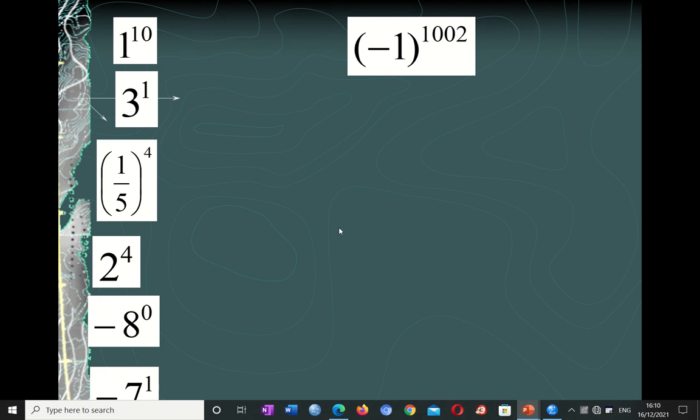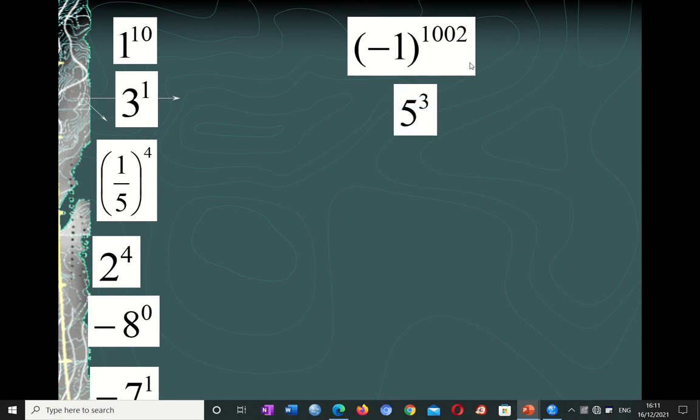Okay. So what is this value here? This is a really good question. Minus 1 to the power 1002. Positive or negative? Are you sure? Who is saying positive? Let me see your hands. Anyone who is saying negative? Okay, good. It's positive. Why? Because this is an even number.